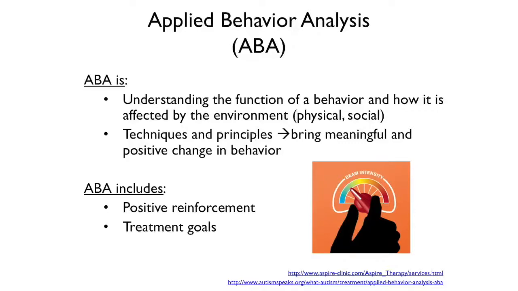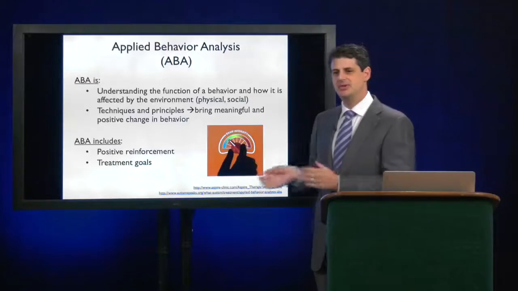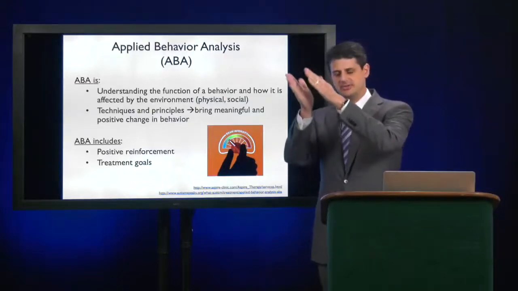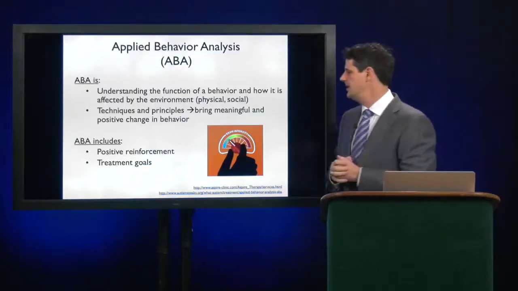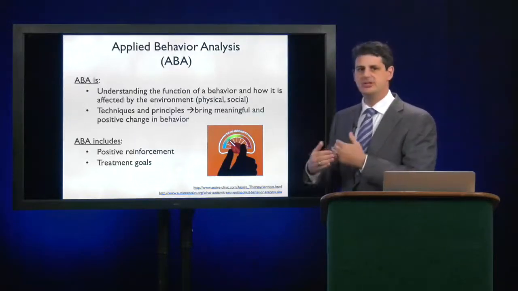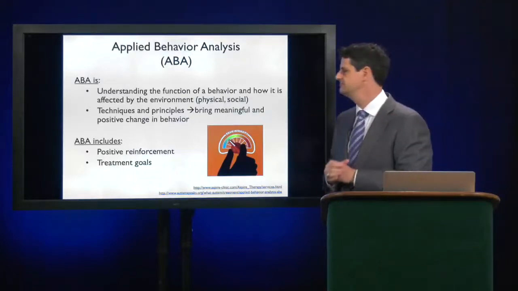So along the path of using ABA, I have this beam intensity dial here to illustrate that we're going to look at something called a discrete trial, which is a very focused lesson on how to build a skill. And we want to, through repetition and positive reinforcement, build up those skills over time and start stacking those skills.